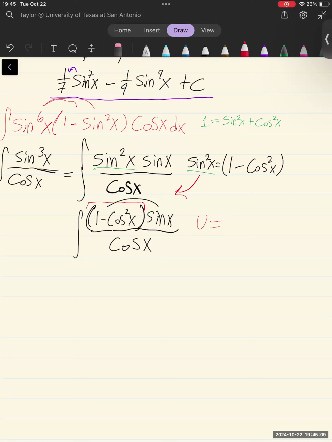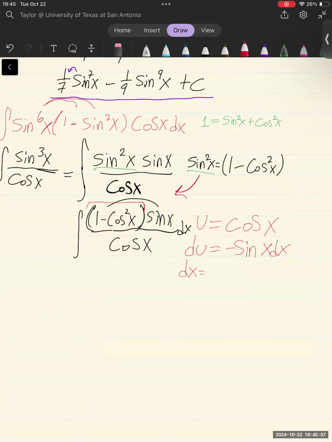U equals what? What is u? Would u be cosine x? Yep. Okay. So then my du is what? Negative sine. Nice. So then my dx equals, oh, there's a dx here.